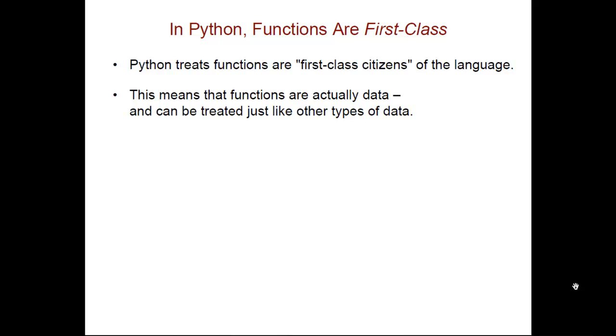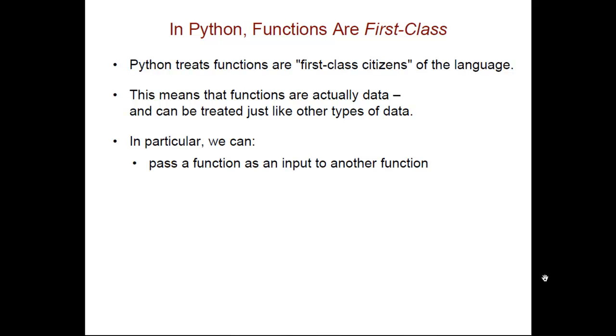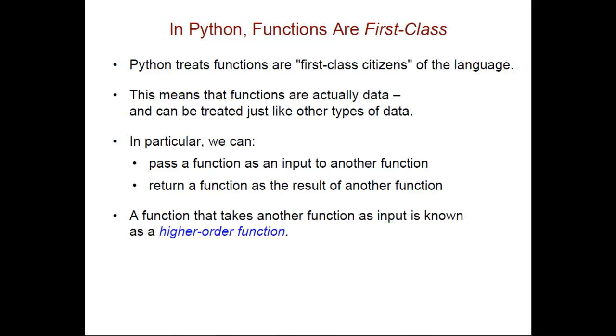In Python, functions are considered to be first-class citizens of the language. That means that they're really just data, and they can be treated as any other type of data can be treated, like a string or an int. In particular, we can pass a function as an input to another function, and we can even write functions that return a function as a result. When a function takes another function as an input, it's known as a higher order function.